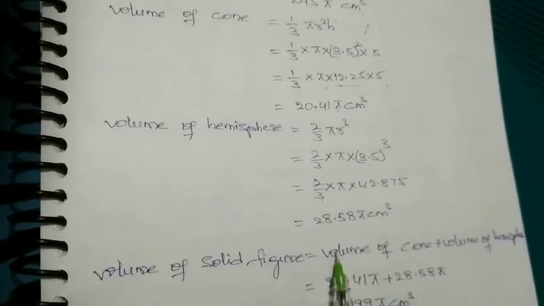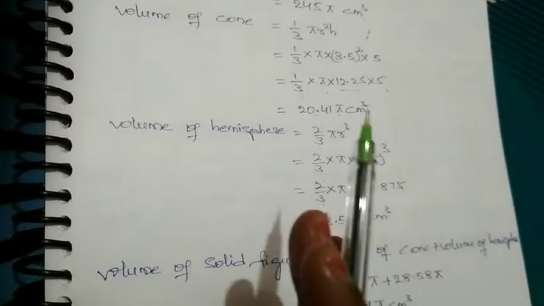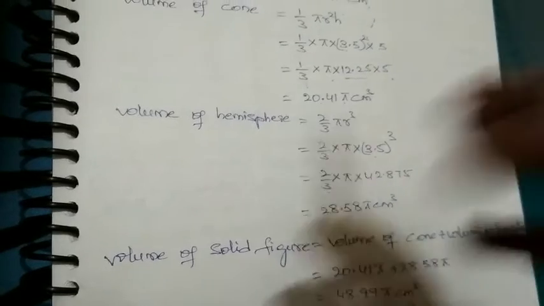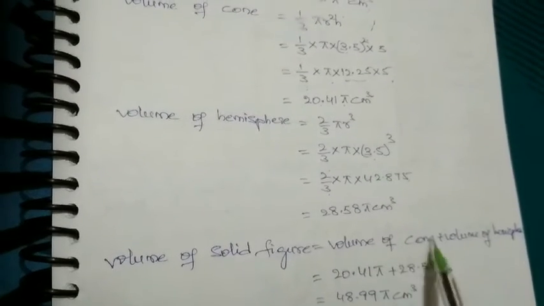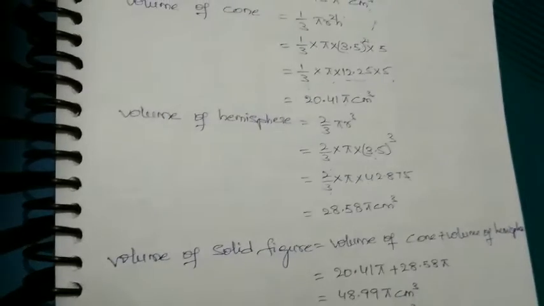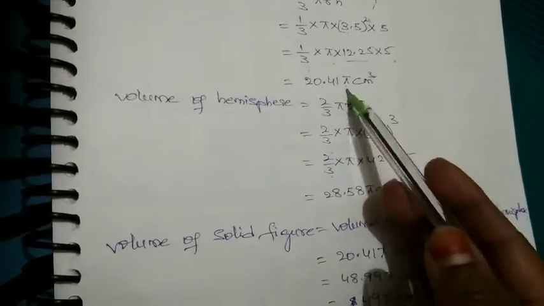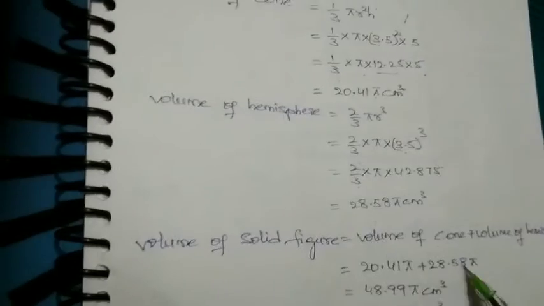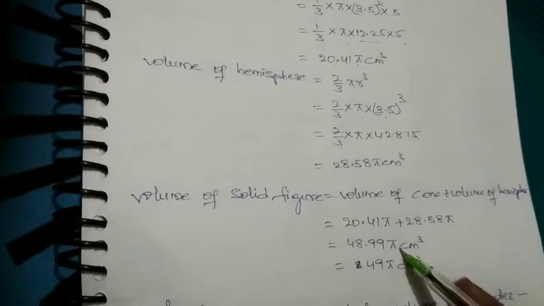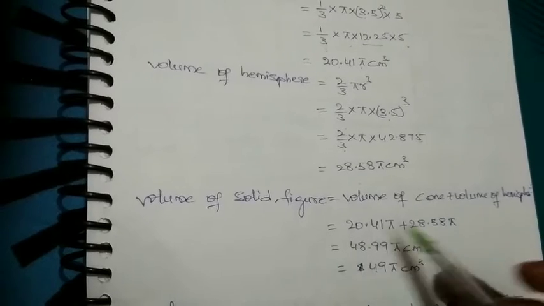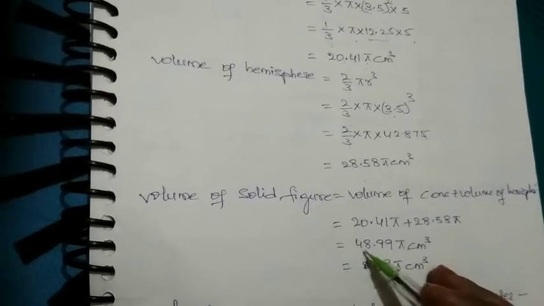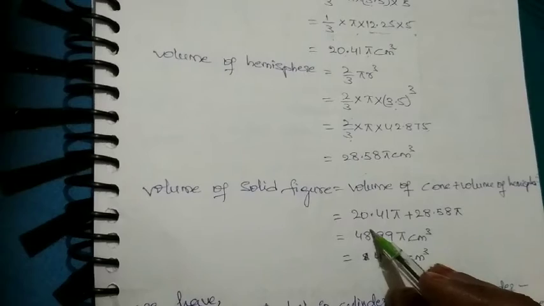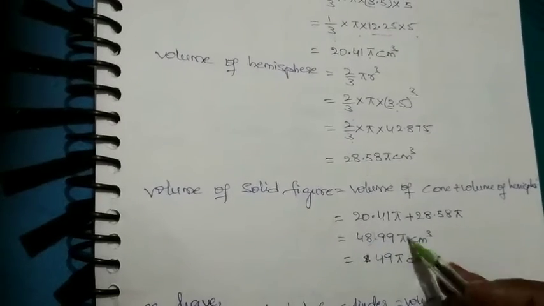Before subtracting the volume of the solid figure from the volume of the cylinder, let us find out the volume of the solid figure. Whatever shape we inserted into the figure is a combination of cone and hemisphere, right? So first let us add these two. You got the volume of cone as 20.41 pi and the volume of hemisphere as 28.58. Both have pi, so let me take pi as common, and add 20.41 and 28.58, which gives you 48.99, which is nothing but 49. So I'm rounding this off as 49 pi centimeter cube.